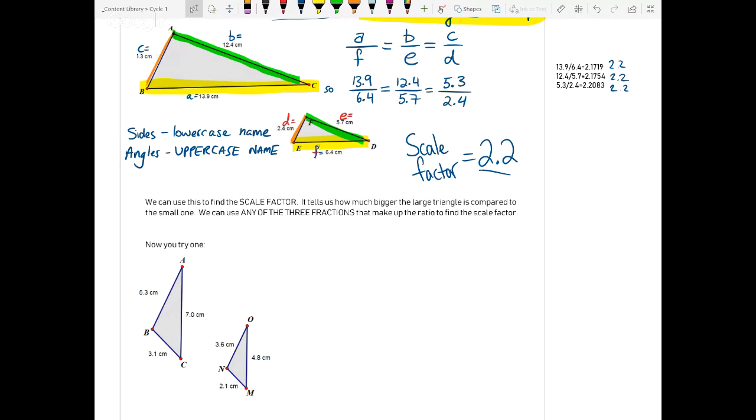Yeah, that was great. Well done. Fantastic. And actually set the scale factor. Just actually do that division. Any one of those, no matter which one you do.